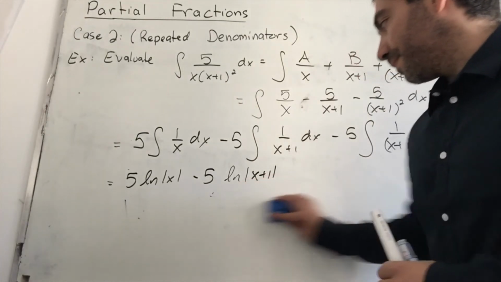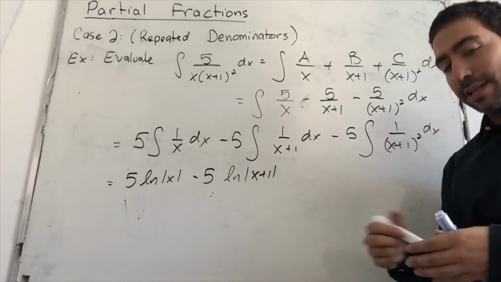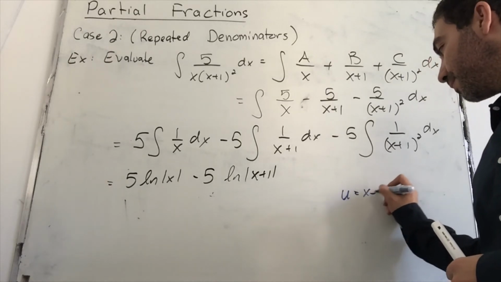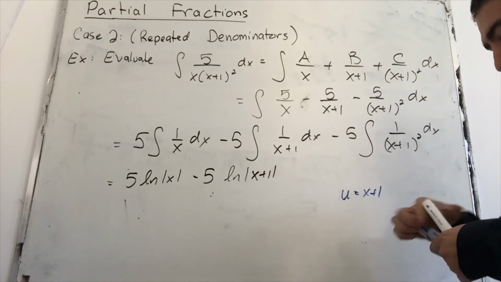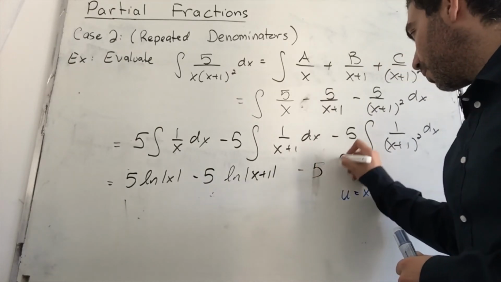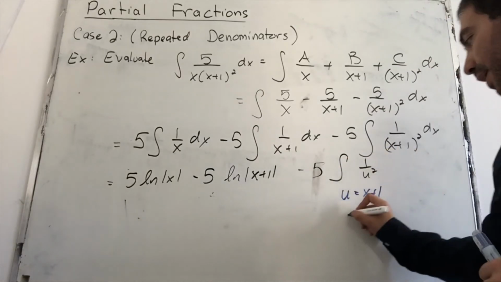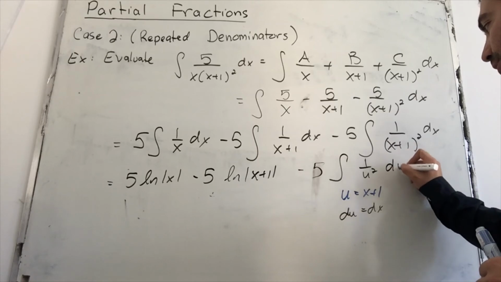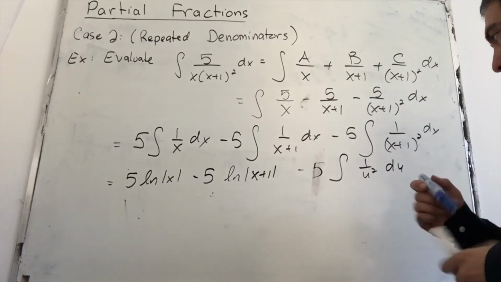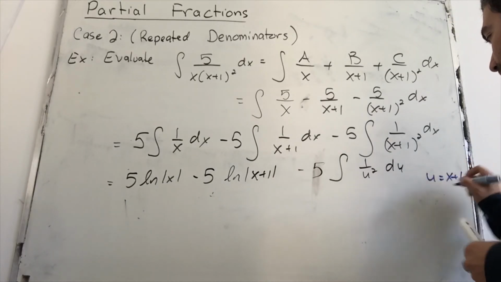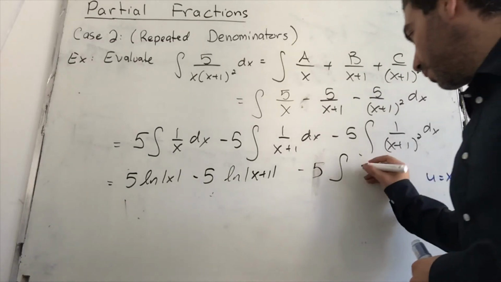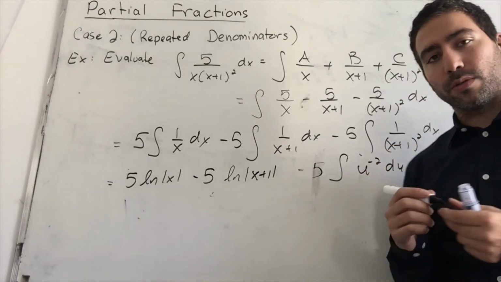Okay. And then lastly, we have this one over here, which again, you'll get it with a u substitution, letting u equal x plus 1. If we let u equal x plus 1, this one I'll work out. We have minus 5 integral 1 over u squared. And du equals dx. So this is just du. So we're integrating 1 over u squared. Let me just put this on the side. u equals x plus 1. And 1 over u squared is the same as u to the negative 2, which we just applied power rule.